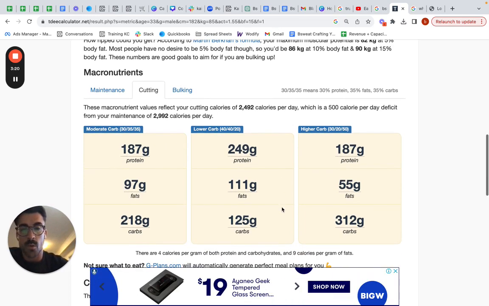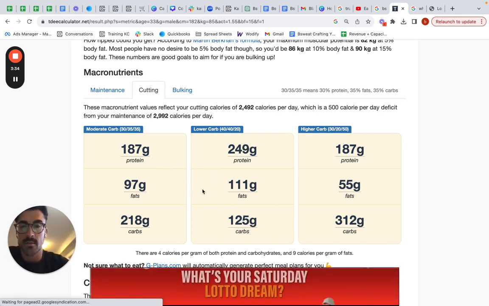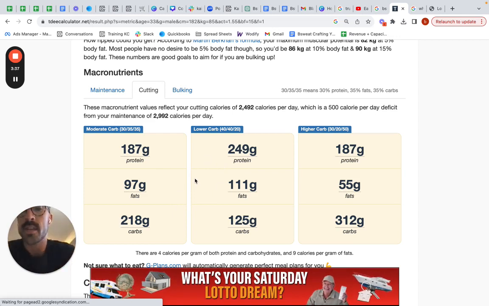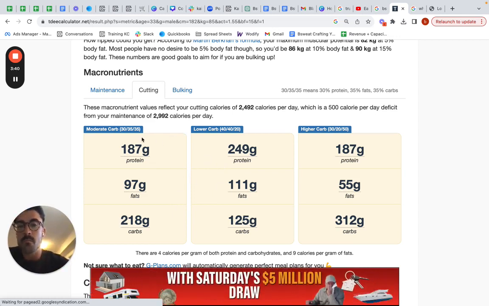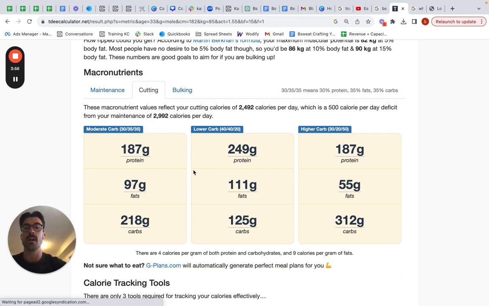Down in these yellow boxes is what we call our macronutrients. It's protein, fat, and carbs, and this is what all of our food is made up of. There are lots of micronutrients too. We won't go too much into depth with that one, unless your salt is incredibly through the roof. But for instance, protein, fat, and carbs. Most of us would choose a moderate carb split, which is 30% protein, 35% fat, and 35% carbs. What you can see is I'm going to consume 187 grams of protein a day, 97 grams of fat, and 218 grams of carbs. Those numbers, all calculated together, will equal 2,492 calories per day.